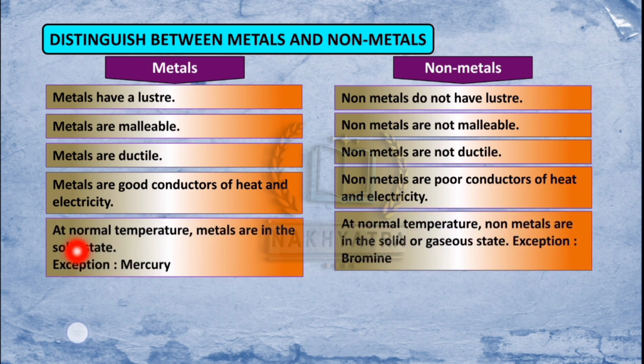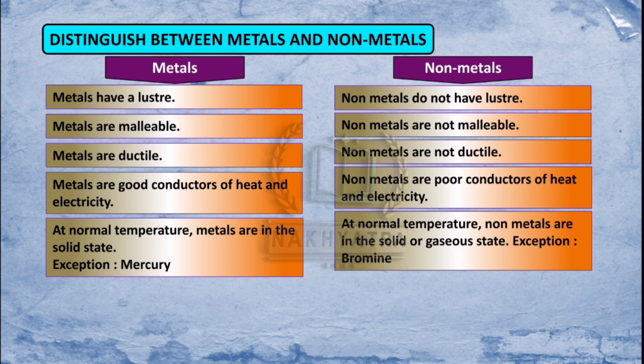Alright. At normal temperature, metals are in the solid state. Exception, mercury. At room temperature, metals are in the solid state, but there is an exception, which we have already studied in our previous lecture. The exception is mercury. Even though it is a metal, it exists in liquid state at room temperature.